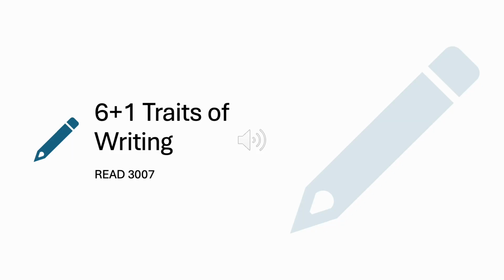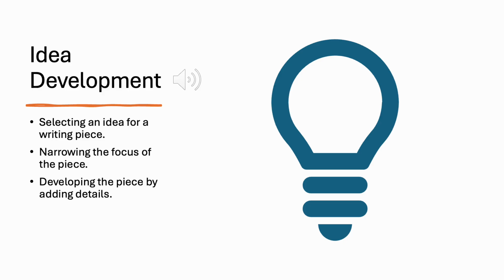In this video, we will include a brief description of the 6+1 traits of writing. Idea development is usually taught first when you are teaching the 6+1 traits of writing. Idea development begins when students select an idea for their writing.